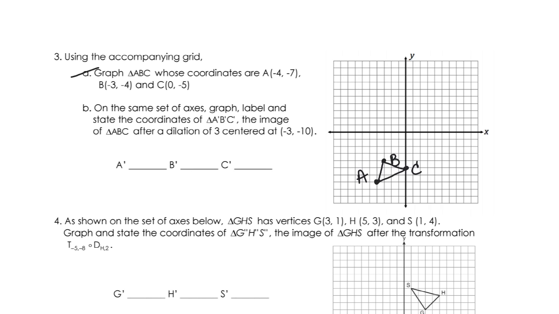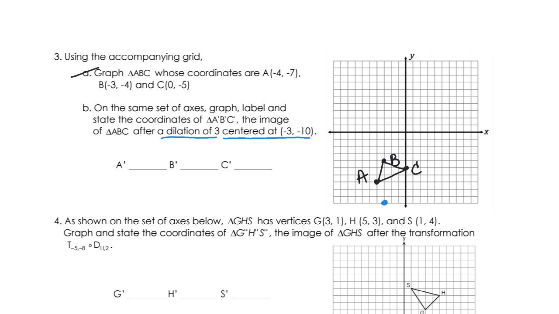Part B says on the same set of axes, graph, label, and state the coordinates of triangle A prime, B prime, C prime, the image of triangle ABC after a dilation of 3, centered at. Notice they didn't say centered at the origin. If they did, then all I have to do is multiply all my x's and y's by 3, and I'd be done. So the center of dilation changing makes the problem a little bit harder. So now I got to find -3, -10. And so that right there, that's my center of dilation, okay?